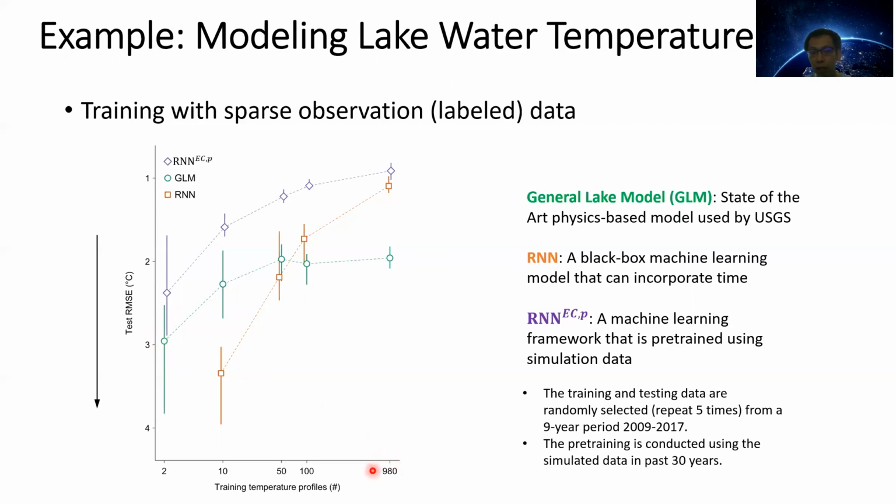And assume we have an infinite number of training samples, then we can imagine this black box machine learning model, RNN, and this pre-trained and fine-tuned model should have quite similar performance, because the data size is already sufficiently large for this black box machine learning model to capture all this complex relationship by itself. So in this case, the pre-training is not very useful.